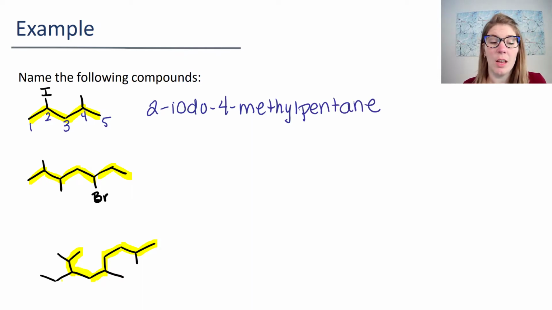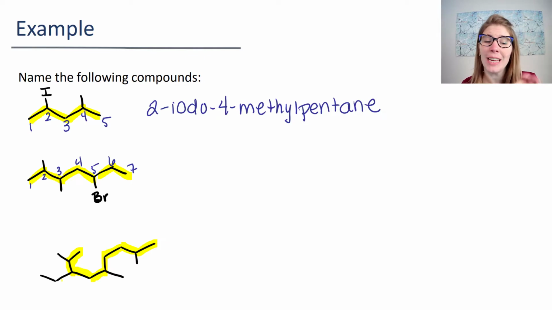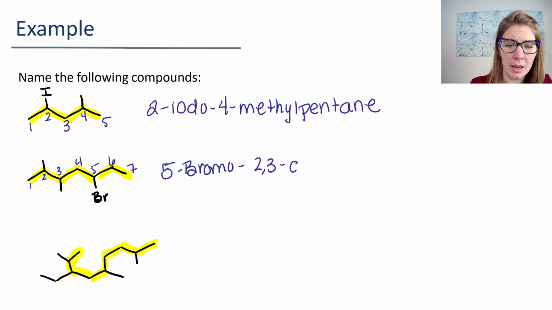Great. So for the next one, now the sub-rule doesn't apply. We have to start numbering on this side because numbering from the left to the right gets us the lowest set of locants. So this is going to be 5-bromo-2,3-dimethylheptane.